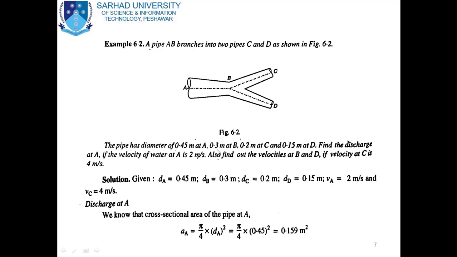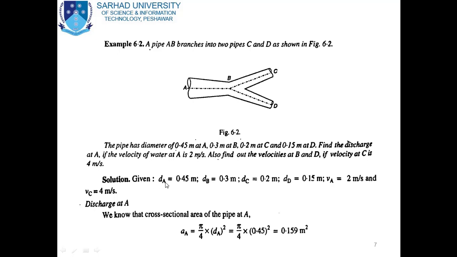So we have to find the discharge at A if the velocity of water at A is 2 meters per second. The diameter of the pipe at different points is given. At A it is 0.45 meter, at B it is 0.3 meter, at C it is 0.2 meter, while at D it is 0.15 meter. Also we have to find the velocities at B and D if the velocity at C is 4 meter per second. So first of all, in the solution we will write the given data.